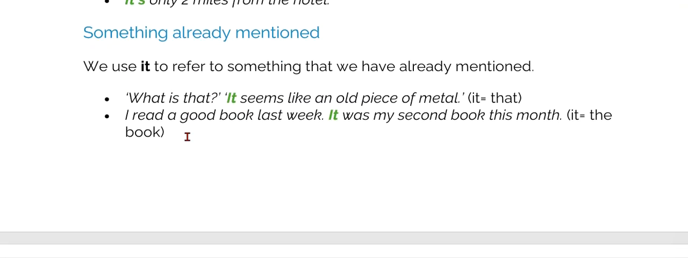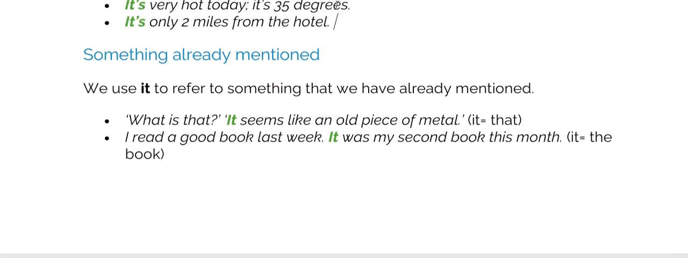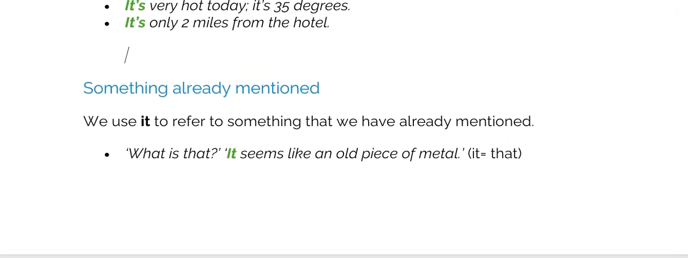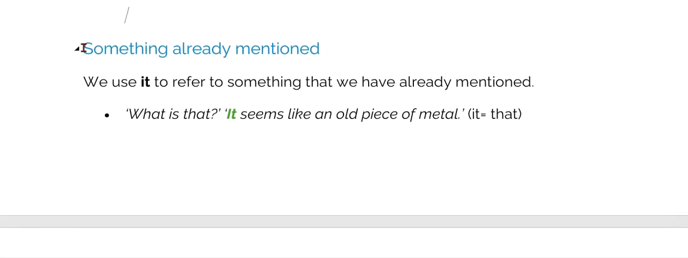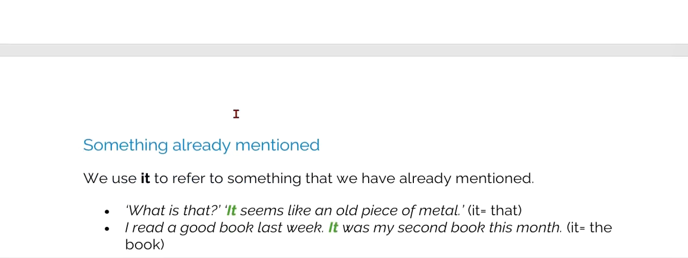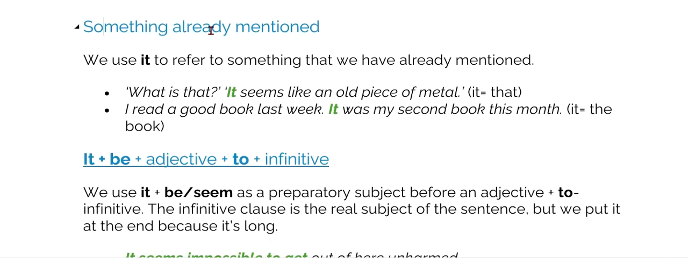So, another use of it as a preparatory subject is when we want to refer to something that has already been mentioned. We use it to refer to something that we have already mentioned. What is it? It seems like an old piece of metal. It refers to that. I read a good book last week. It was my second book this month. It refers to the book, something that we have already mentioned.